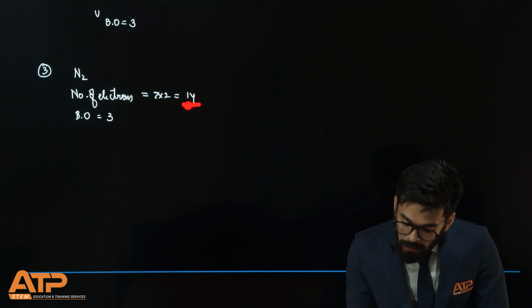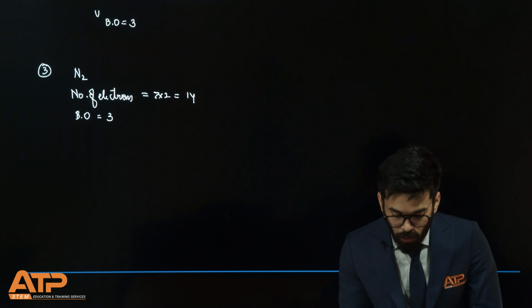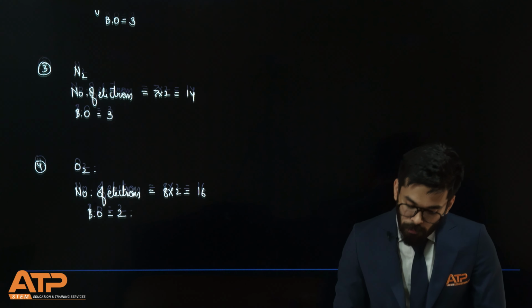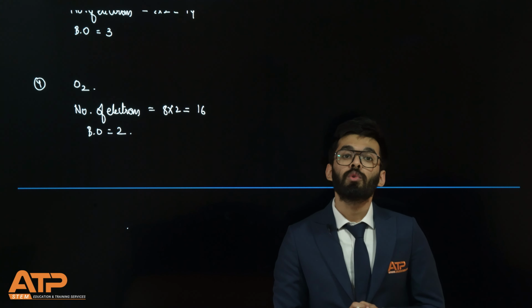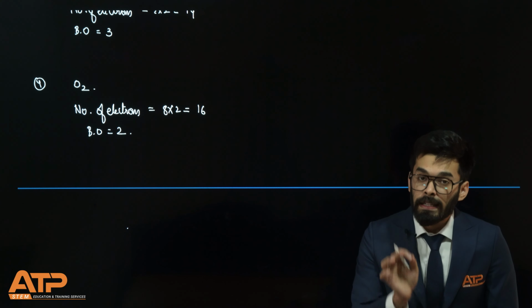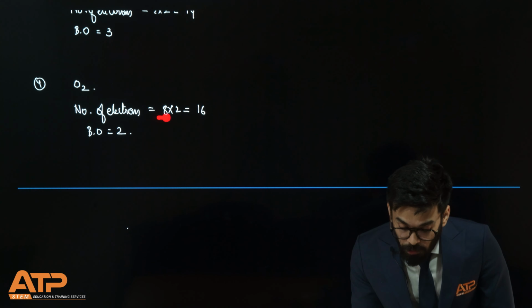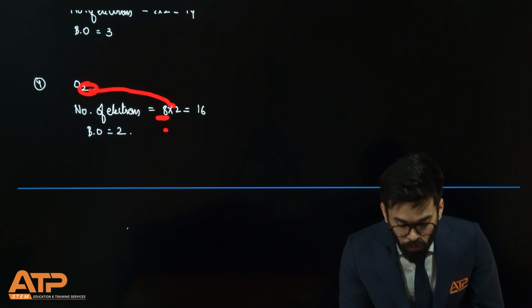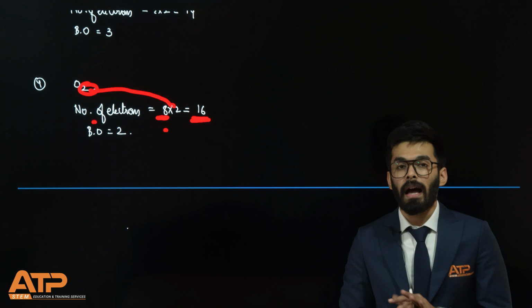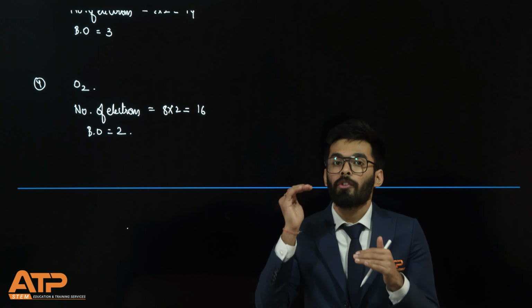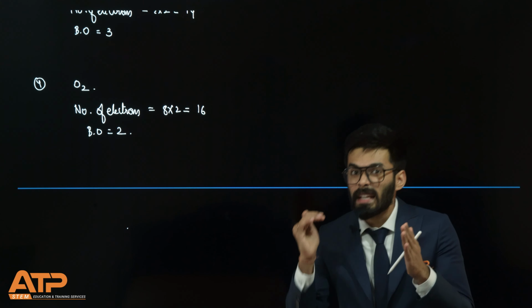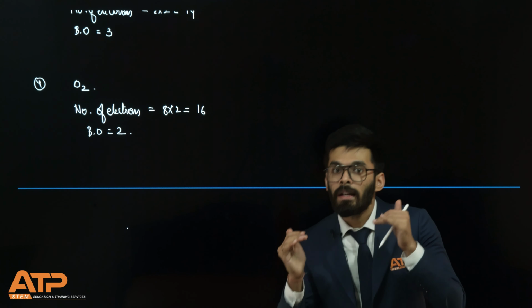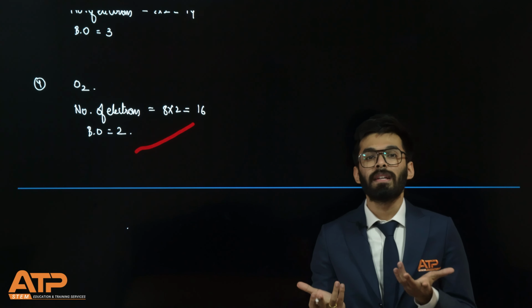In N2, how many total electrons are there? 14. When the number of electrons is 14, bond order is 3. Right? Let's move on to O2. In O2, how many total electrons are there? Each oxygen atom has 8 electrons. There are 2 oxygen atoms, so I am multiplying it by 2. So the total number of electrons is 16. Again, when the total number of electrons is 14, bond order is 3. 15, 2.5. 16, 2. So easy.